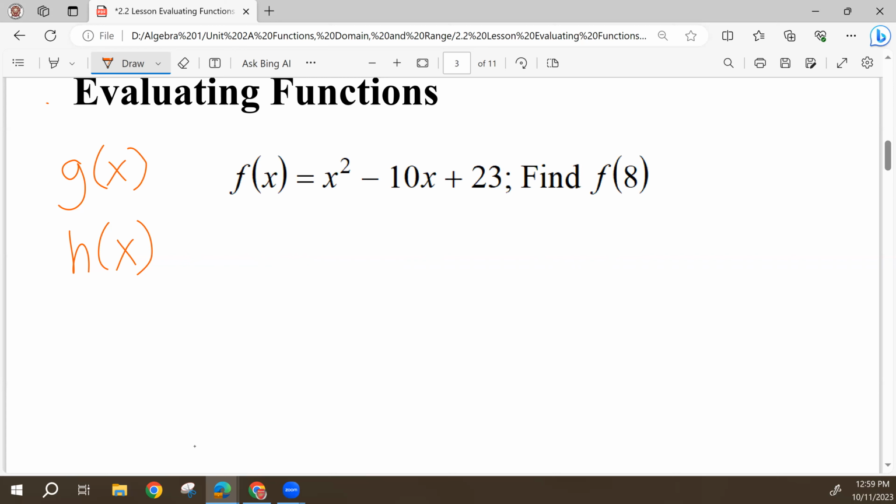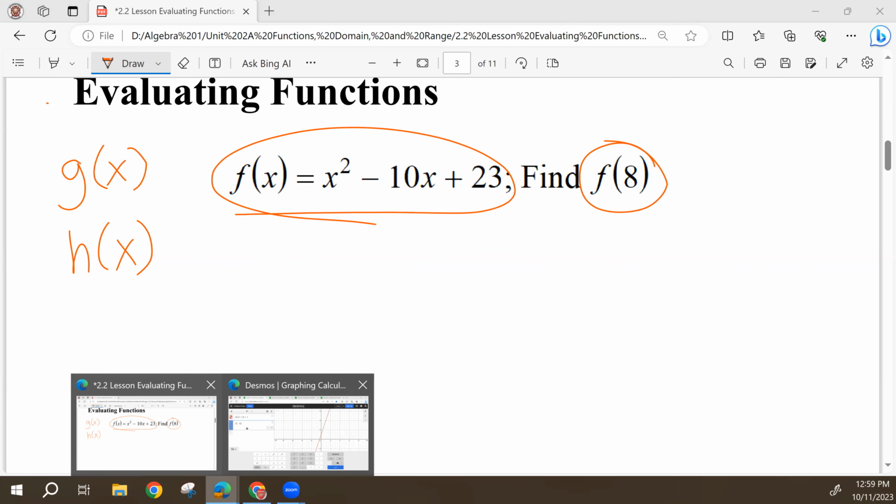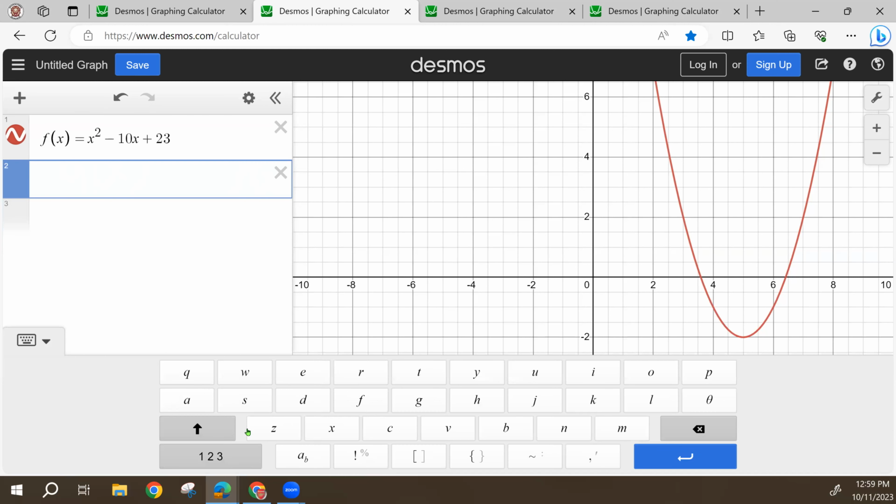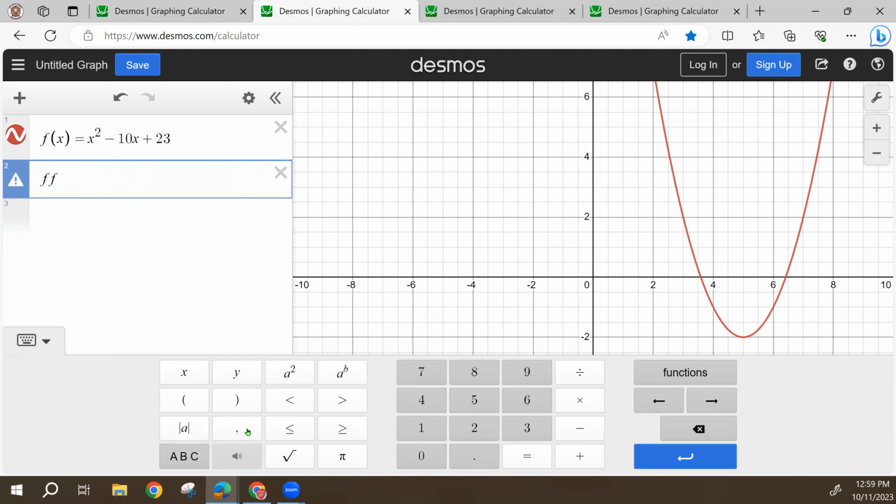So here I want to evaluate my function when x is 8. I can copy this function directly into Desmos, which I've done. You can see here I have my function graphed. It's a curve. It's a collection of points. One of those points is going to have an x value of 8. What we're going to do is figure out what our function is when x is 8. I put too many f's in there, so I have to take one out.